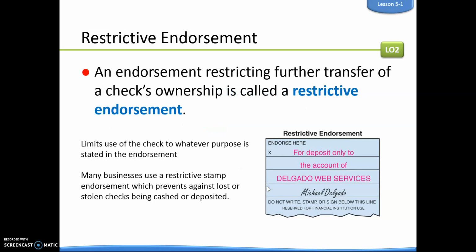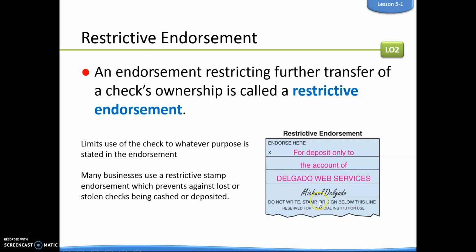And the third endorsement is called a restrictive endorsement. A restrictive endorsement is where we restrict any further transfer of that check's ownership. So it goes only to our bank account is typically what we do. So we would write the words for deposit only to the account of, and if you know your account number, you can write your account number, or you can write whatever the owner of that checking account is. And for us, it's Delgado Web Services.